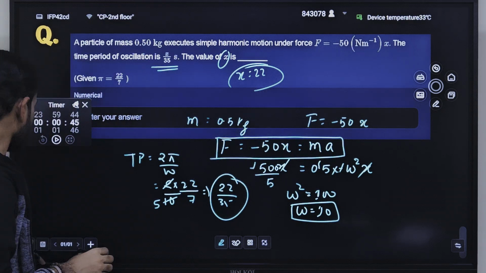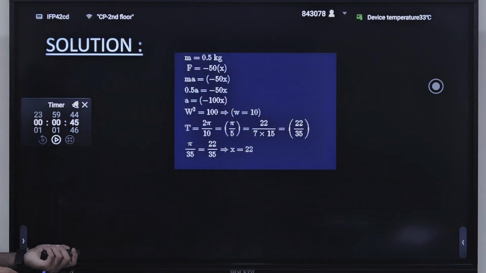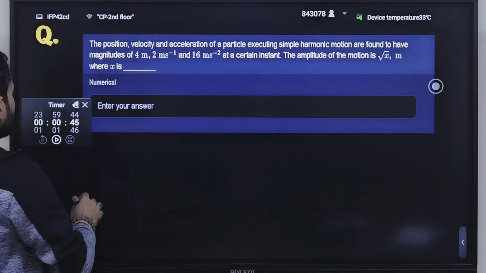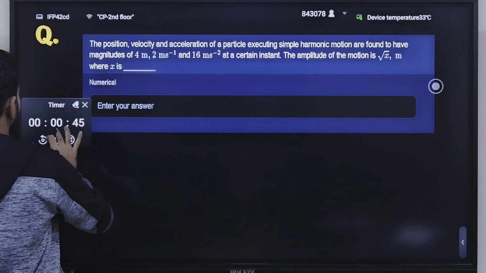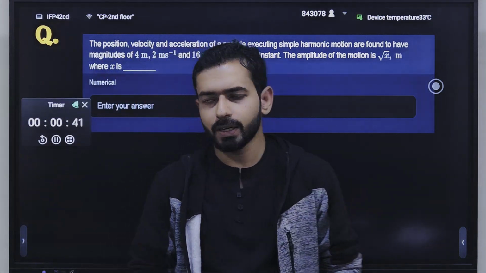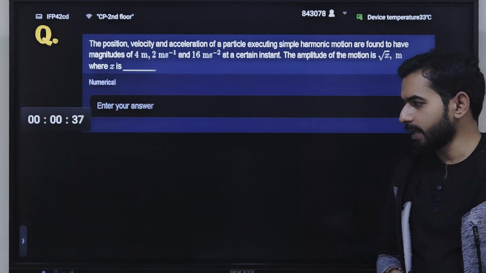Okay. Let's move to the next question. You can take the screenshot and also you can refer to the standard solutions. Fine. Solve this question. 45 seconds is again sufficient. It is again a numerical based question. In this topic, majorly the questions are numerical based.